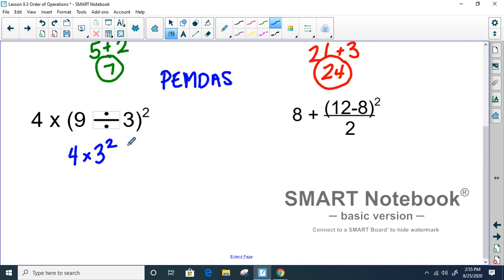Next is exponents. I see that I have 3 squared. Remember, 3 squared is 3 repeated twice, and we are multiplying, which is 9. And then my last step is 4 times 9, which is 36.